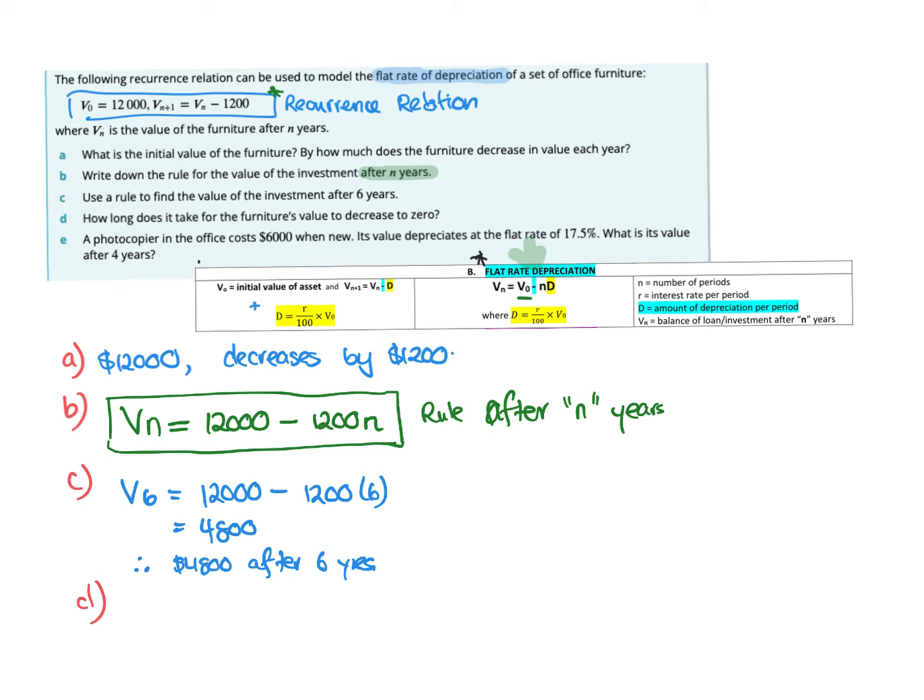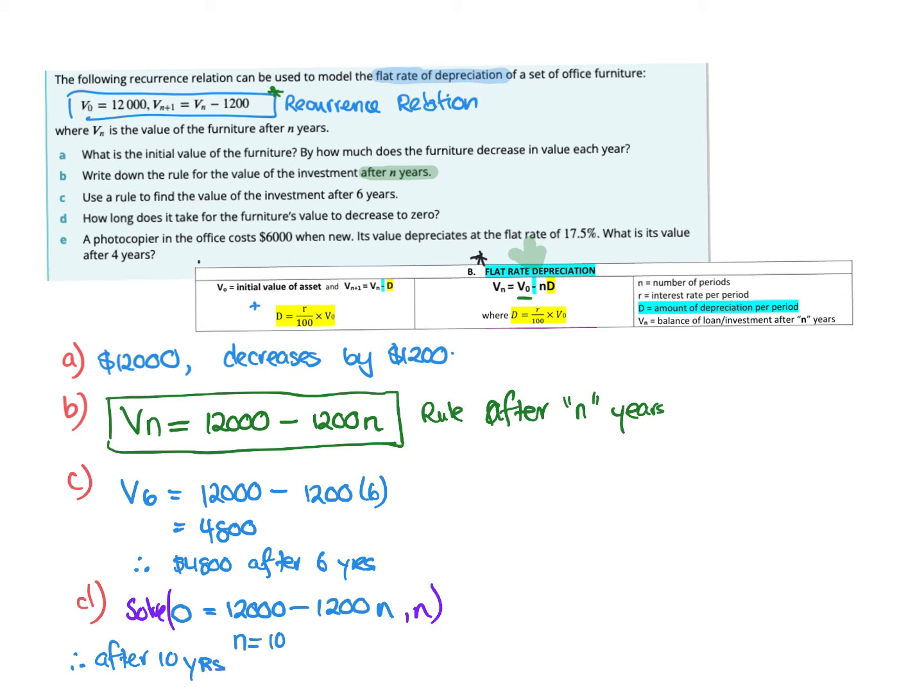Okay, and then D, how long will it take the furniture to be 0? So this is where you can use your solve function and the nth term. So I want the value to be 0. Here's the nth term formula, but I don't know what n is, and that's exactly what I'm trying to find. So I'll just pop solve in here and comma n, and we're going to find out when it hits 0. So this one ends up being n equals 10. So you just write therefore after 10 years.